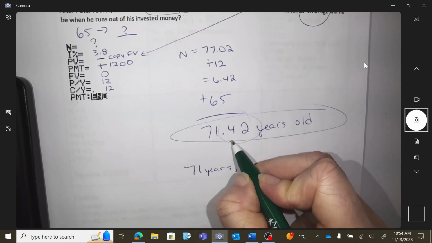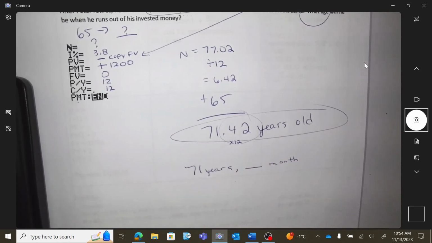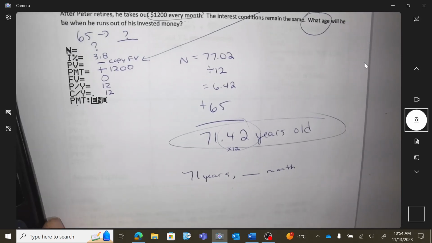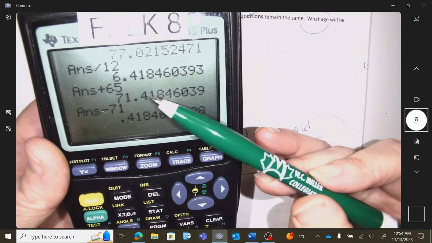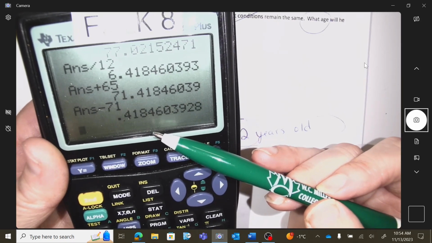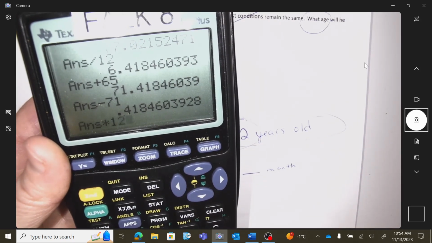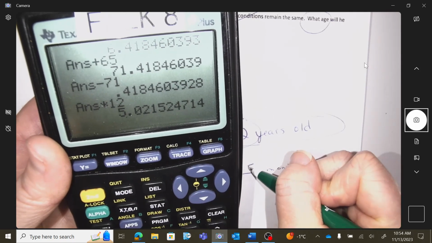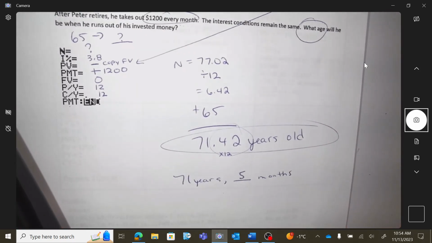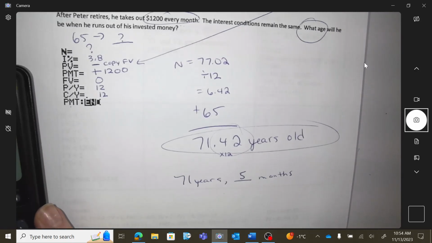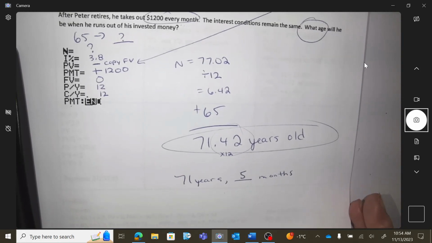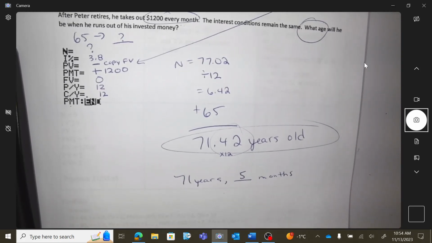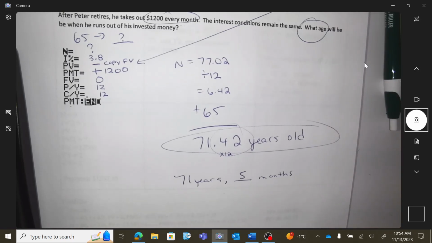0.42 times 12. So if I did this in my calculator, I took off the 71 years. This many years times 12 would make 5 months. Okay, just little things like that. Do you know how to do all those manipulations, right? We did this lots in that one unit when we talked about minutes and hours and things like that. Can you convert?